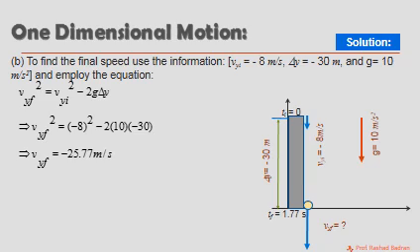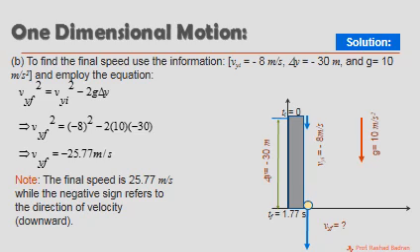Obviously we're going to take the minus sign because the ball is going downward. The final speed, the word speed, means the magnitude of the velocity, and the minus sign, as I said, refers to the direction of this velocity.